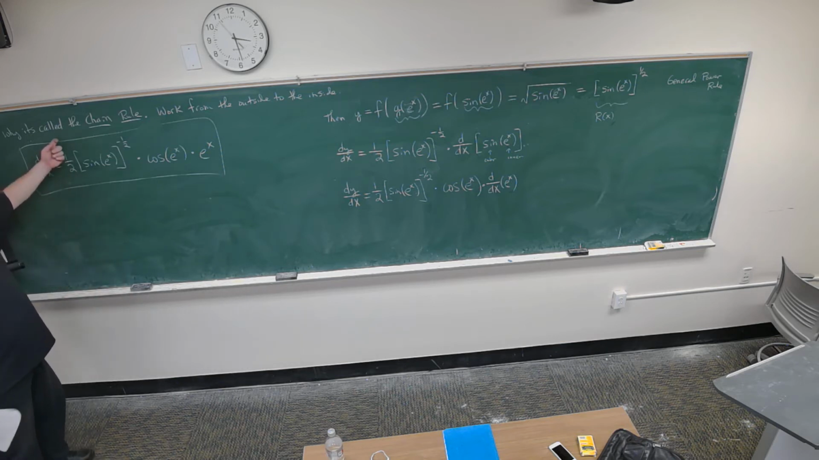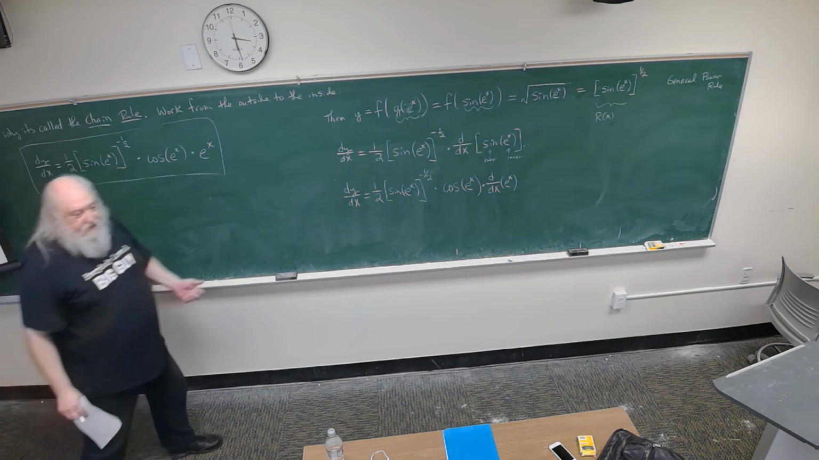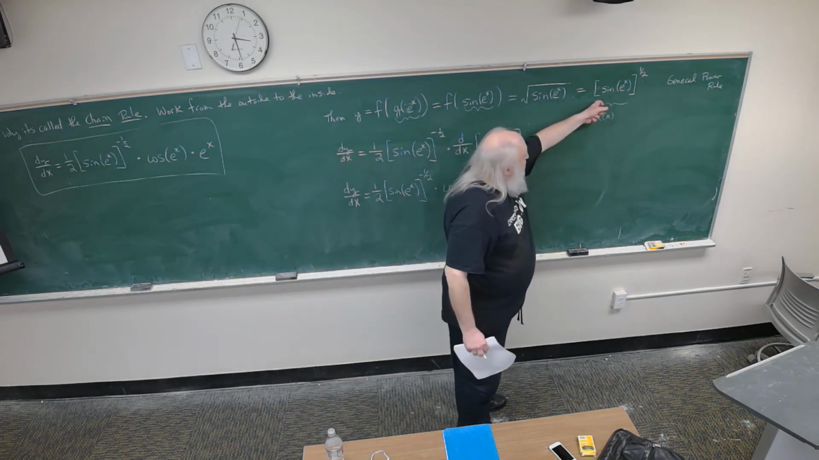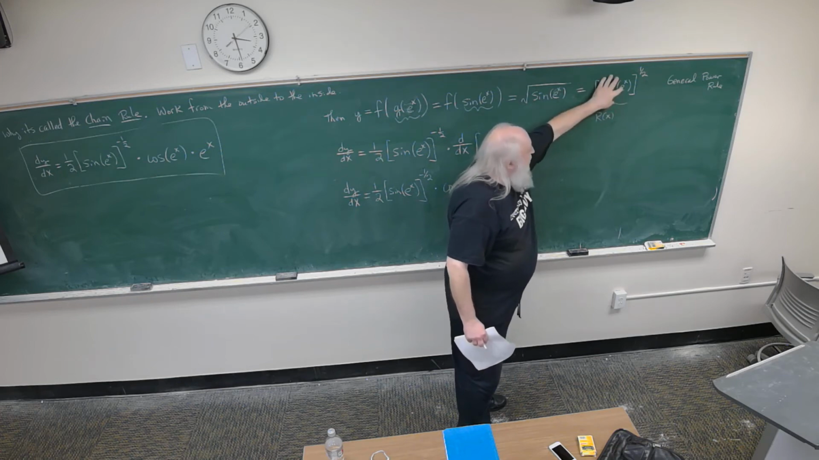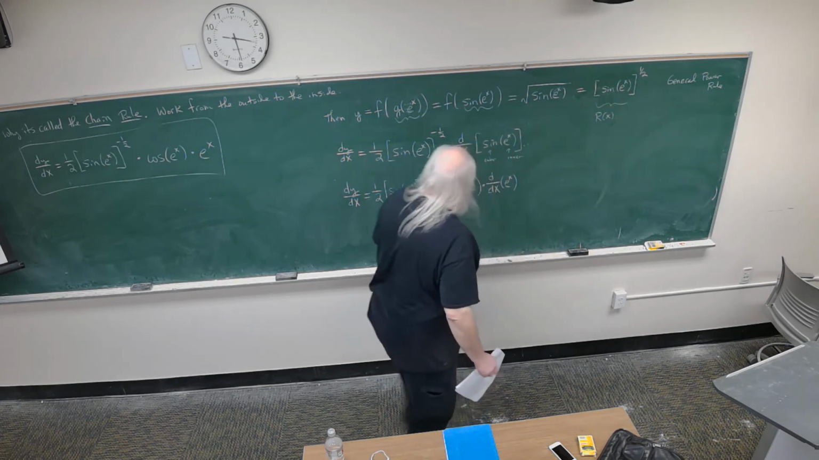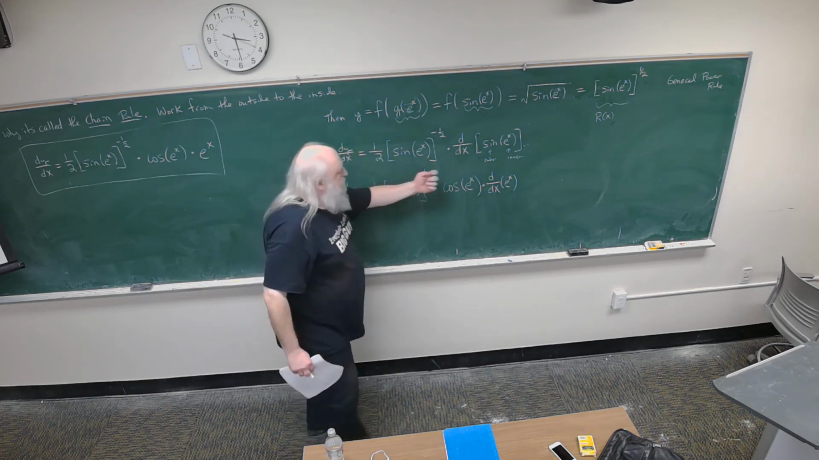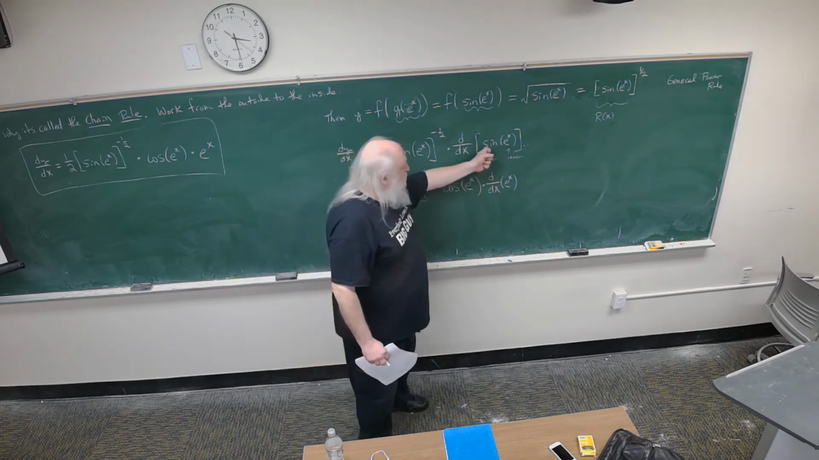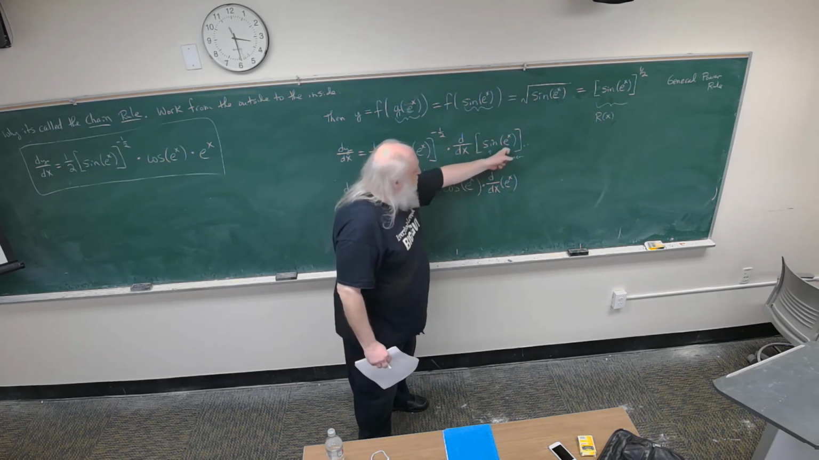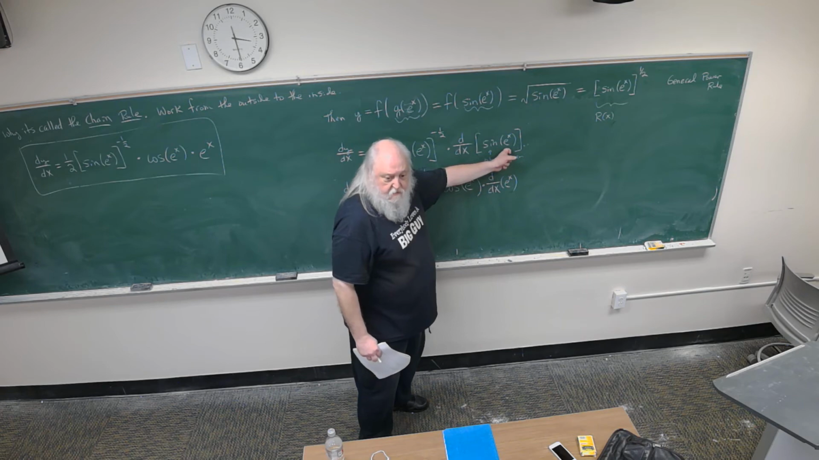Why is it called the chain rule? Because in finding this derivative, we work from the outside to the inside, right? First, we found the derivative using the general power rule, right? Sine of e to the x is on the inside. This is a function raised to the 1/2 power. So first we applied the general power rule. And then we had to find the derivative of sine of e to the x. So we took the derivative of sine, the outer function. And then lastly, we took the derivative of e to the x, okay?